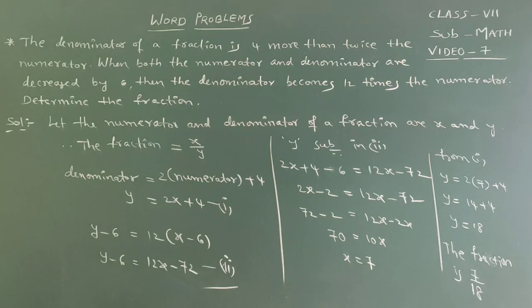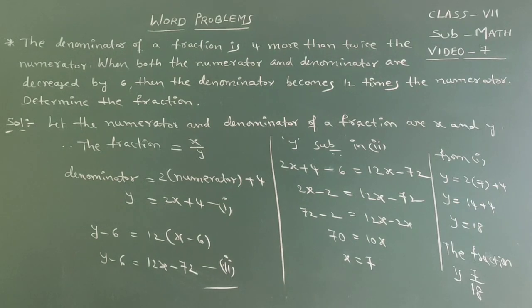That's why let it be x and y. The fraction becomes x by y. The denominator of a fraction is 4 more than twice the numerator. So y equal to 2x plus 4.